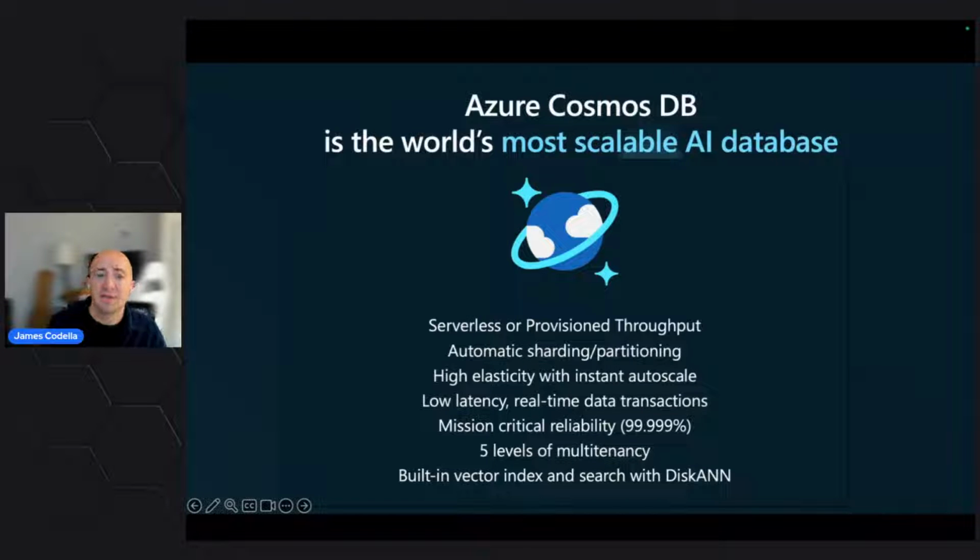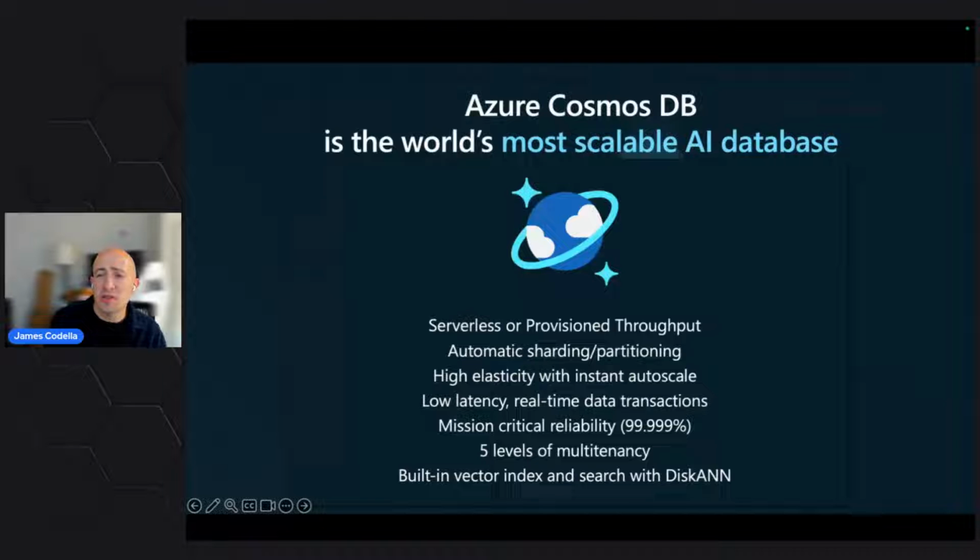Cosmos DB is also quite famous for its low-latency real-time data transactions. We have an SLA of under 10 milliseconds for point reads and point writes in the database if your application is in the same region that you have your database provisioned. That's world-class speed and low latency for these sorts of central operations for a transactional database. We have mission-critical reliability, over five nines of availability in high availability scenarios.